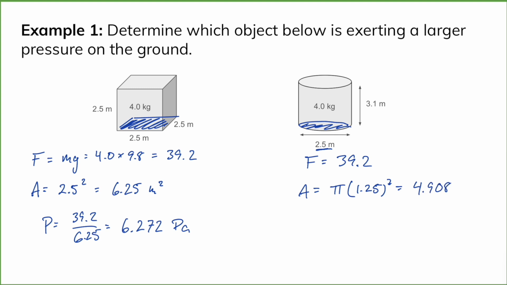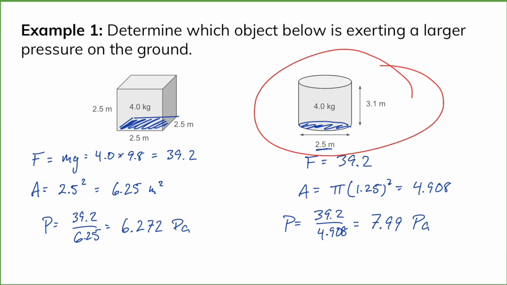4.908. And so even before I do the calculation, I can already tell that the cylinder is going to have a larger pressure because it has a lower surface area. But we'll just calculate it anyways, just to be sure. But it's going to be 39.2 over 4.908, which gives me a pressure of 7.99 pascals. So due to the lower surface area, we would say that the cylinder is exerting a greater pressure.